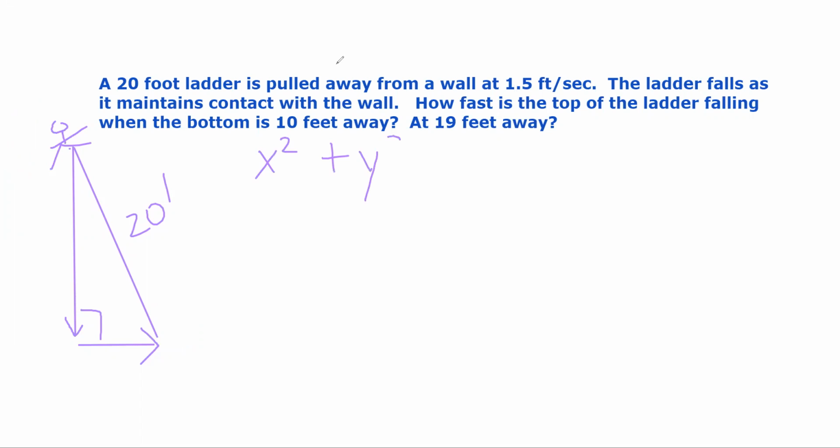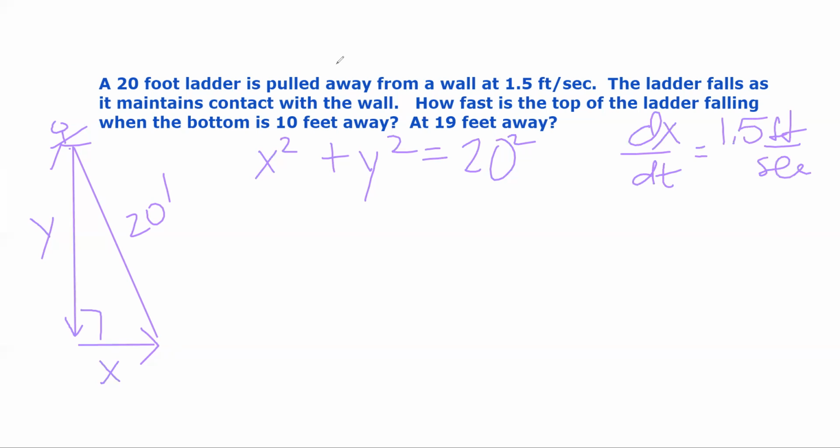We already know the ladder is 20. It's x and y that are going to change. And it looks like x is going to grow and y is going to shrink. So we're going to go ahead and just state that dx/dt is 1.5 feet per second. That's going to lead to y being a negative value.